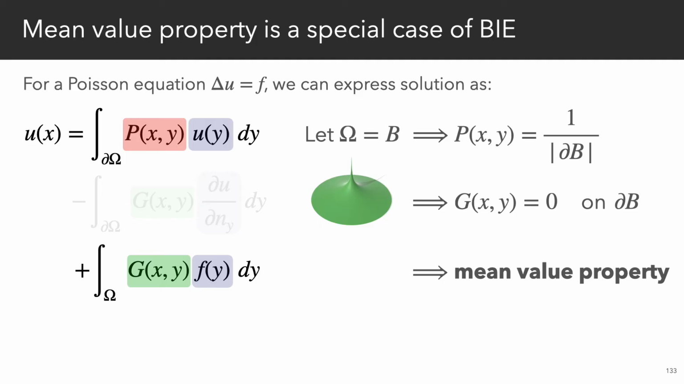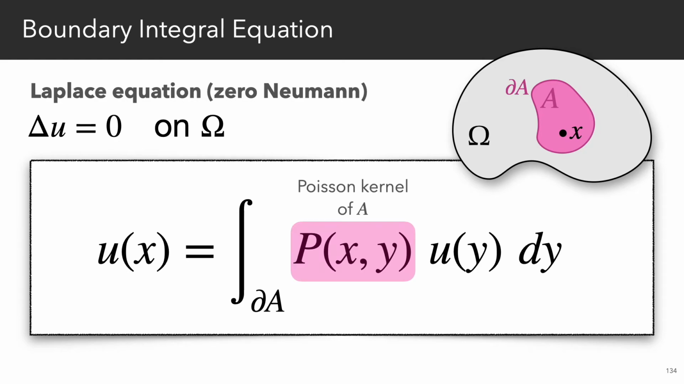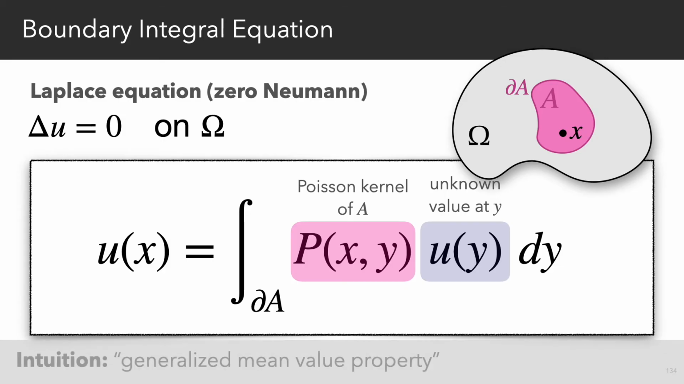So what this suggests about the BIE is that we don't always have to apply it over the entire domain omega. We can in fact specialize it to any subdomain A. So for a Laplace equation with 0 Neumann boundary conditions, the solution now equals the integral of the Poisson kernel of A times the unknown values at all points on the boundary of A. So think of this equation as a generalized mean value property.